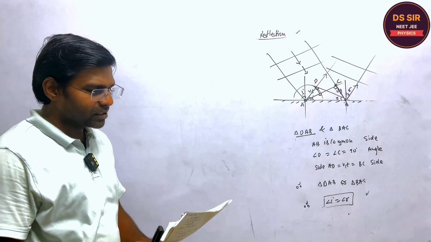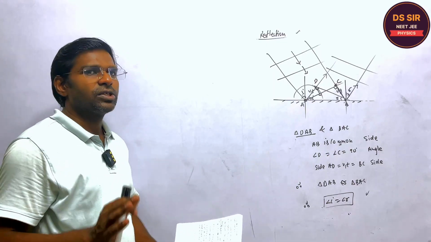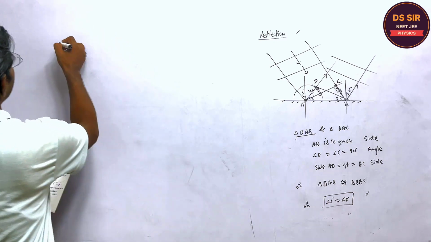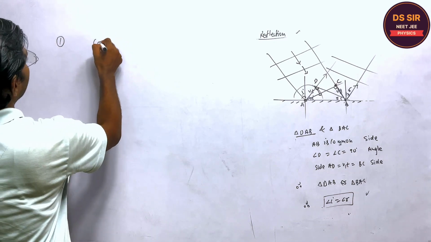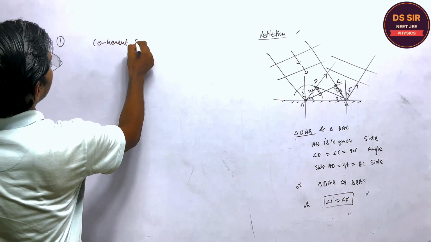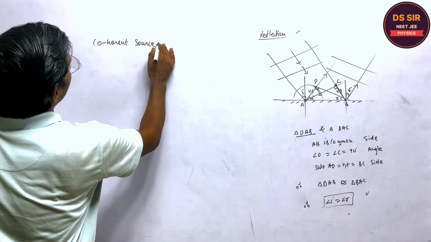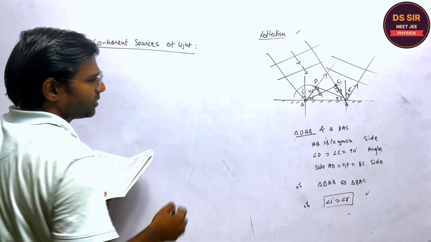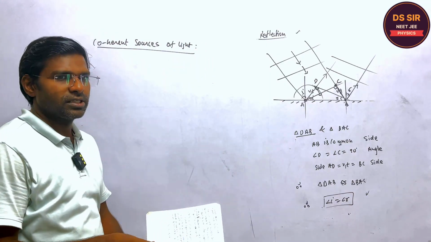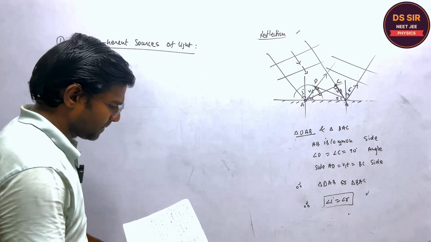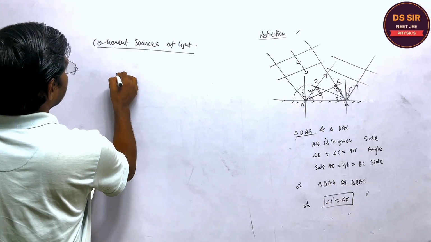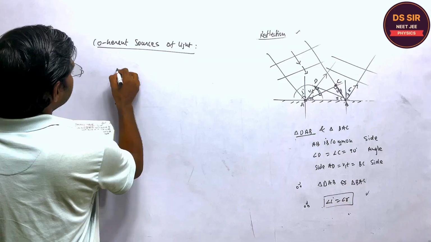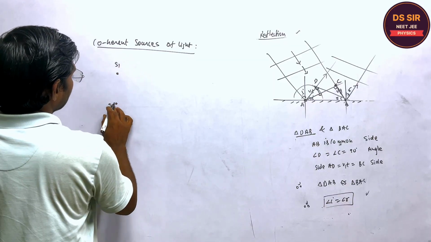So now we will discuss the interference, right? Before discussing the interference, we have to first discuss a very important thing. This is the coherent source. Coherent sources of light. Can you explain something about the coherent sources of light? What are the coherent sources of light, Sanjay? Okay, very good. So if this is the source of light S1 and S2, right?